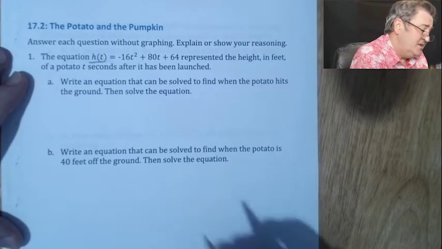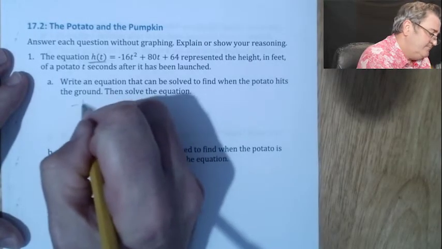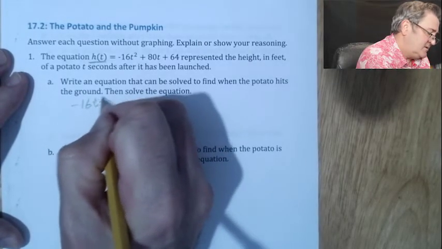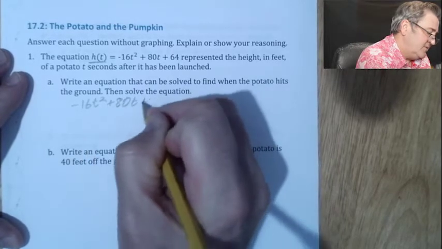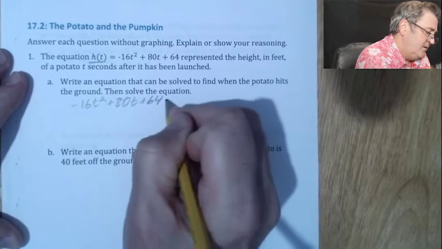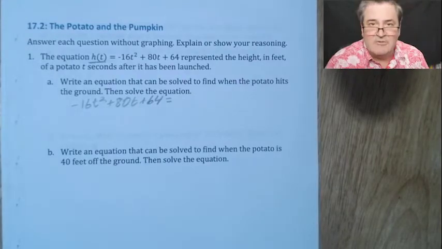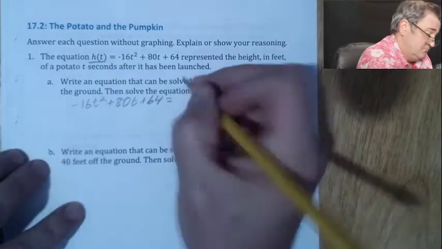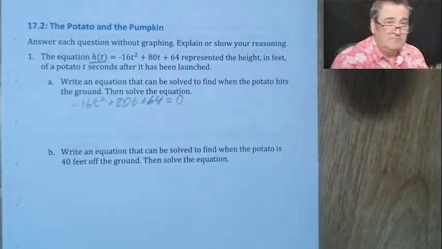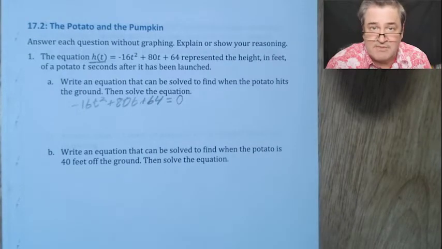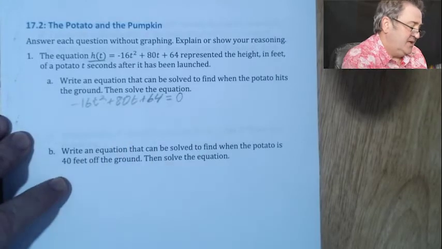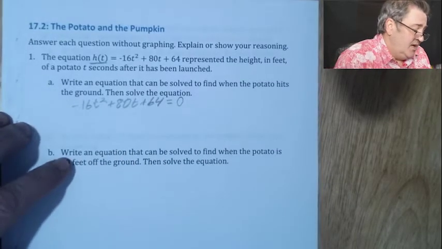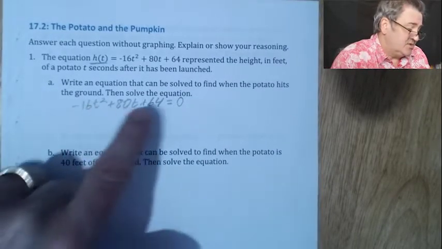Well, an equation for when it hits the ground will be negative 16t squared plus 80t plus 64. I don't have to change anything in the equation except for what it equals. What is the height when it hits the ground? That's when it's mashed potatoes. So negative 16t squared plus 80t plus 64 equals 0. Now it says solve the equation.